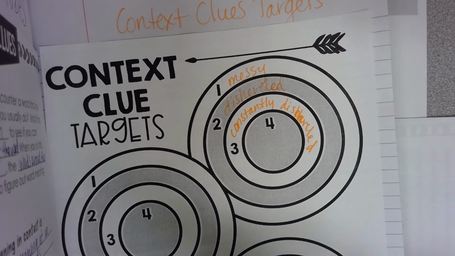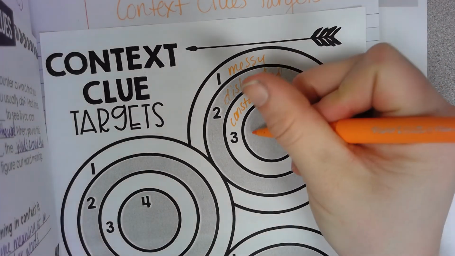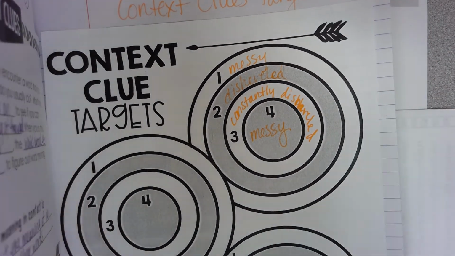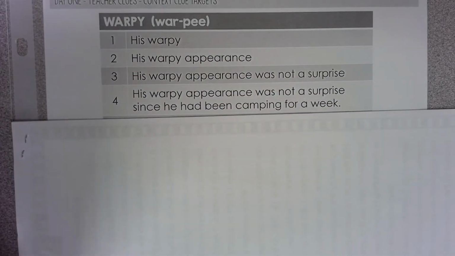But I think I'm going to write messy again in the middle for my final guess of what this word means, messy. Okay, so camping, you're usually around dirt or grass a lot, maybe a lake or a river, and you're probably not the cleanest per se. Okay, so now I'm going to reveal what the meaning is. Let's look.